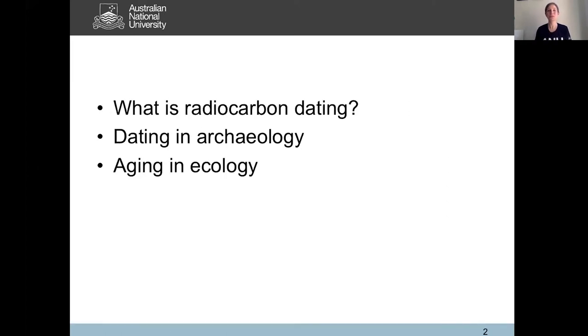So I'll just start with a quick rundown of what is radiocarbon dating and how do we actually do it. And then I'll talk about dating in archaeology, which is probably the kind of application of radiocarbon dating that you are likely to be more familiar with. And then Stuart will talk about how we can use the technique to age animals for use in ecology. So maybe a slightly different take on radiocarbon that you might be aware of.